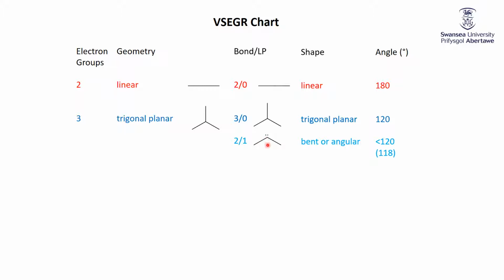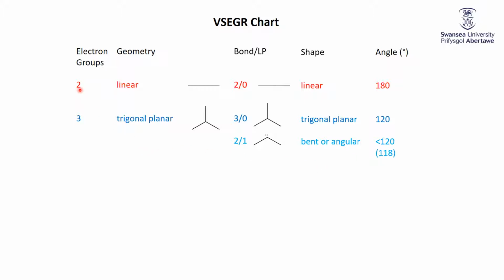In bonding groups, the electrons that are repelling each other are between the atoms. In a lone pair, it's right on the atom. So the lone pair is more electron density, it is more repulsive, and so it bends these bonding groups a little bit further away from itself, a little bit closer to each other to give us 118 degrees.